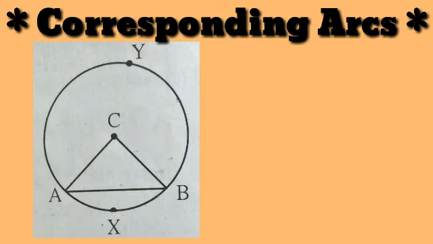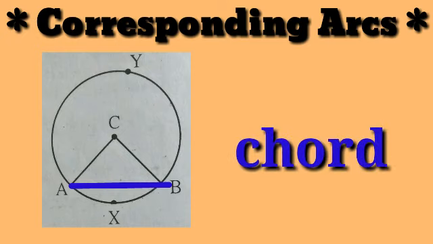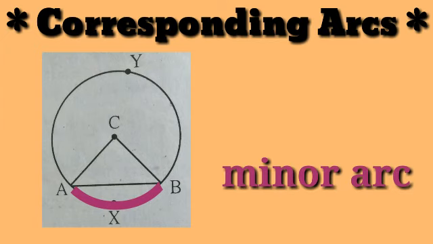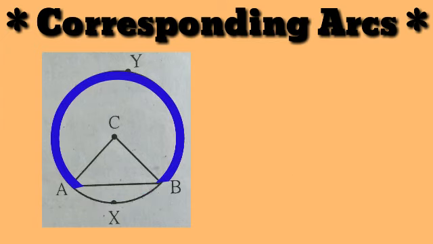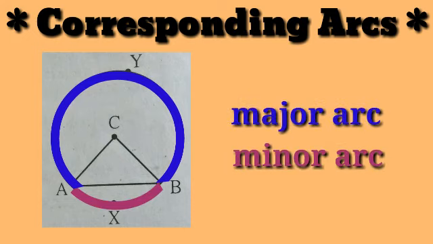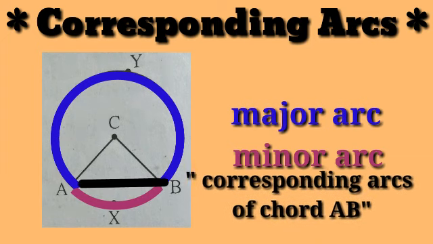Now students, let's be aware of a few most important concepts related to arcs. The first one is the corresponding arcs. Here this is one of the figures of a circle. In this figure, segment AB is the chord of the circle with center C. Arc AXB is the minor arc and arc AYB is a major arc. So these two arcs are called corresponding arcs of the chord AB.